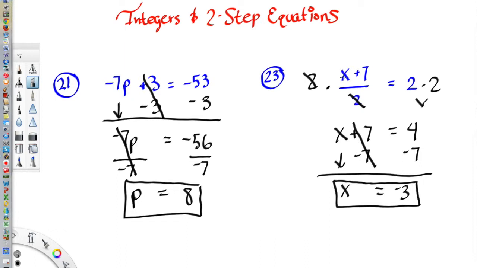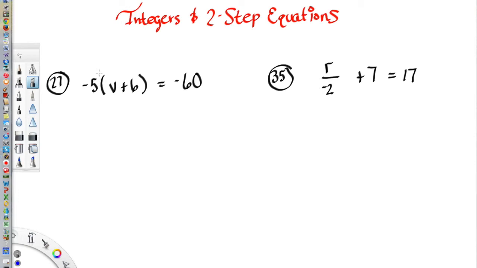And if I go back and plug this in, a -3 plus 7 would be a +4. And a +4 divided by 2 would be 2. So we can always go back and check our work. Let's take a look at 27 and 35.